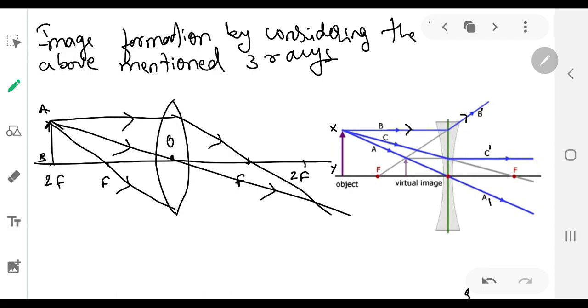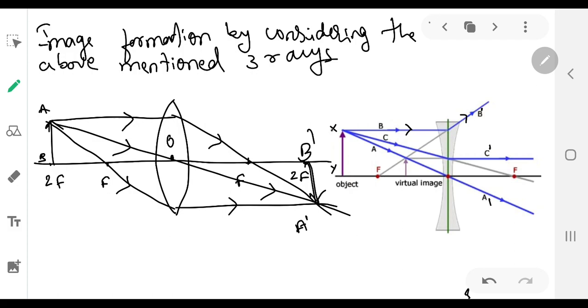After refraction becomes parallel to the principal axis. Now wherever these three rays meet is called the image point of the corresponding point of the object A dash. So here you can get your image A dash, B dash. This is in case of a convex lens. Any two rays are sufficient among these three. Now we'll see the image formation by concave lens by using the same three rays.